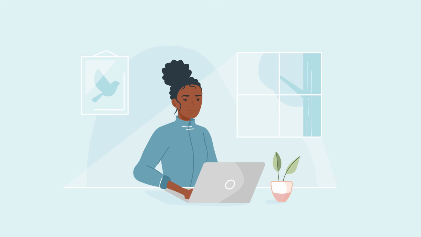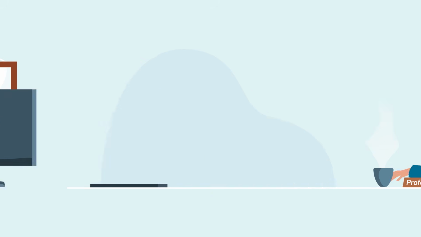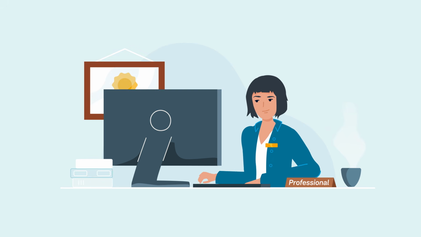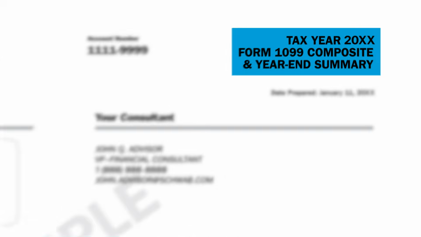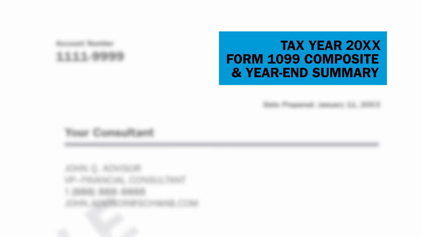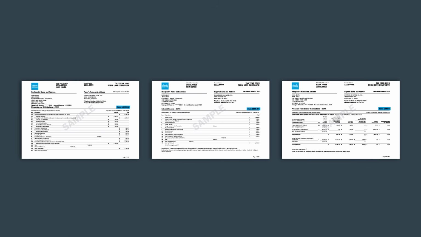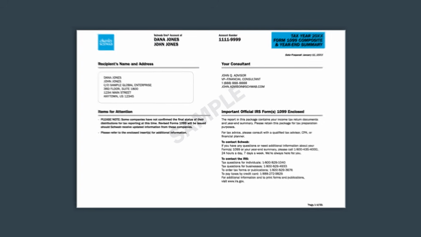You'll also learn how to find more resources related to Schwab's Form 1099 Composite. Keep in mind, this is just an overview. If you have specific questions related to your 1099, reach out to a tax professional. At Schwab, you'll receive what's called a 1099 Composite and year-end summary. The composite form simplifies the tax reporting process by consolidating several 1099s into a single document.